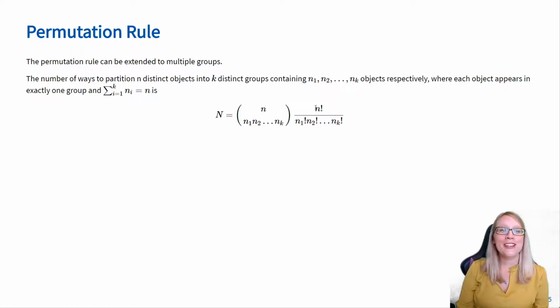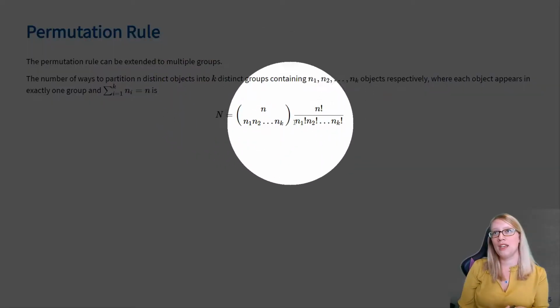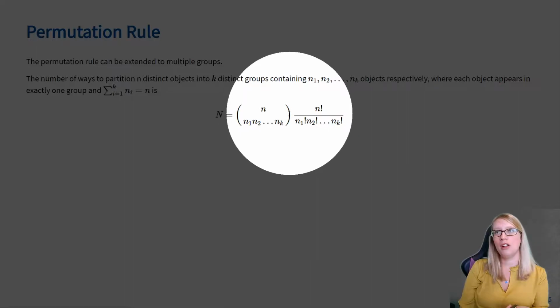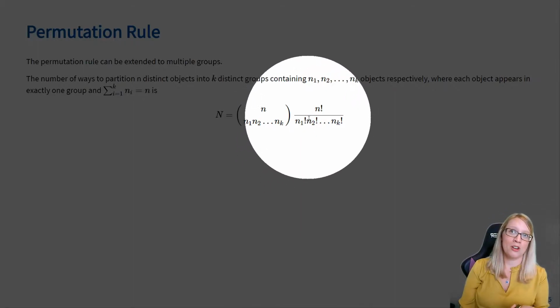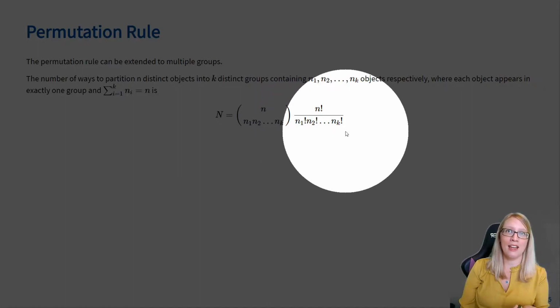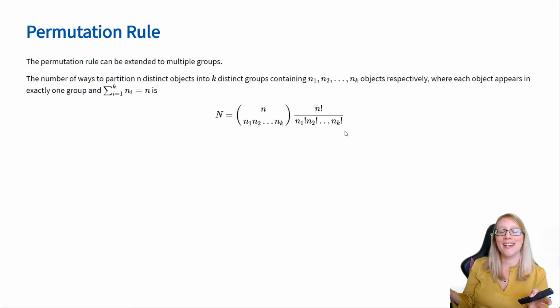The last thing I want to mention in this video is that we can extend this permutation rule to multiple groups by using what's called partitioning. The number of ways to partition n distinct objects into k distinct groups looks like this, and this should be an equal sign in between the choose notation, so apologies for that. So the number of ways to split into distinct groups is n factorial divided by n1 factorial, n2 factorial, all the way up to nk factorial, where we're splitting into k different groups with these n sub k sample sizes.